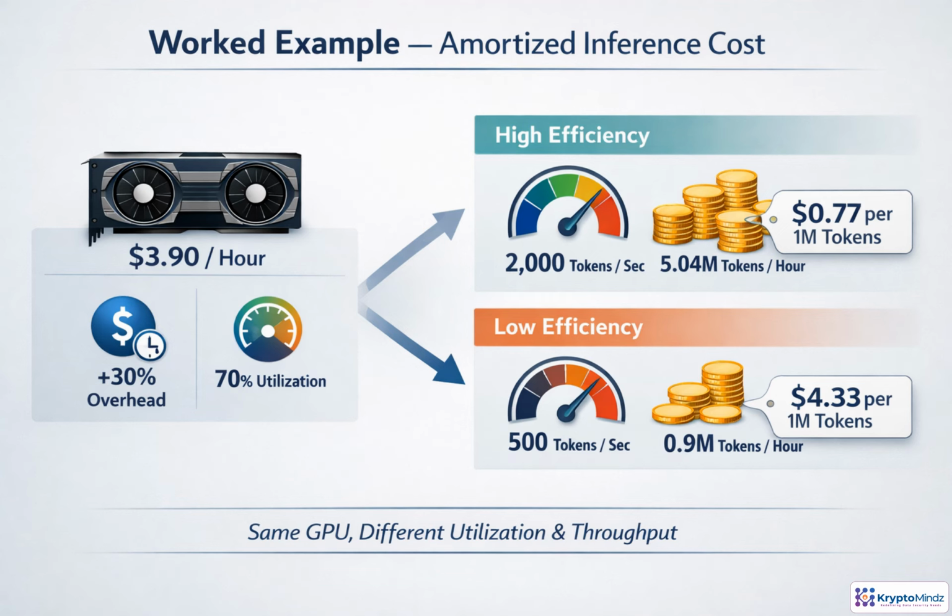Let's put that cost model to work. A GPU priced at $3 per hour becomes $3.90 after 30% overhead. If it serves 2,000 tokens per second and stays 70% utilized, it produces about 5.04 million tokens each hour. Divide cost by output, and inference lands near 77 cents per million tokens. But if throughput drops, the same hardware can cost several dollars per million. Utilization and throughput dominate the economics.